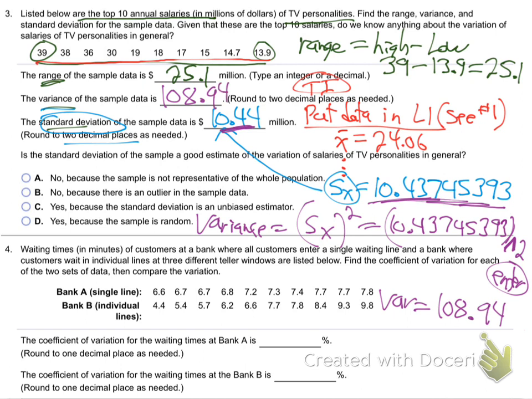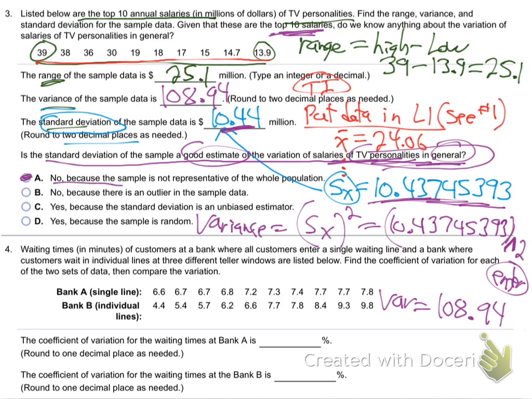And then their final question, is the standard deviation a good estimate of salaries for TV personalities in general? No. These are the top 10 salaries. So this isn't going to be a good estimate of TV personalities in general. This is the top TV personalities. No, because these are not representative of the whole population. They're just the top ones. Right? If you said, I'm going to go on TV, I think I'll make somewhere between 13.3 or 13.9 million. No, that's what the top people get. So this is not representative of the whole population.